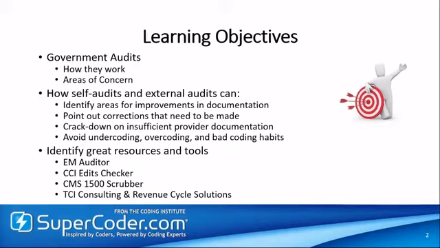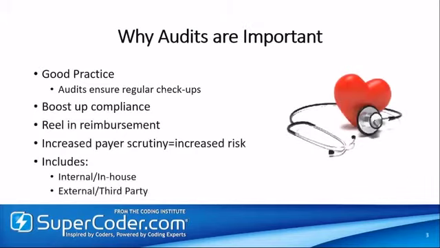You'll learn how both internal and external audits can identify areas for improvement in documentation, point out billing corrections that need to be made, crack down on insufficient provider documentation, and help to avoid undercoding, overcoding, and bad coding habits. We'll also point out some really great resources and tools, including EM Auditor, CCI Edits Checker, CMS 1500 Scrubber, and CCI Consulting and Revenue Cycle Solutions.